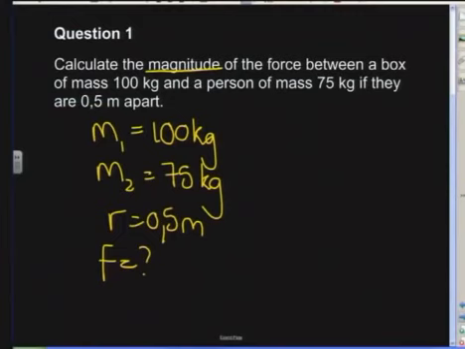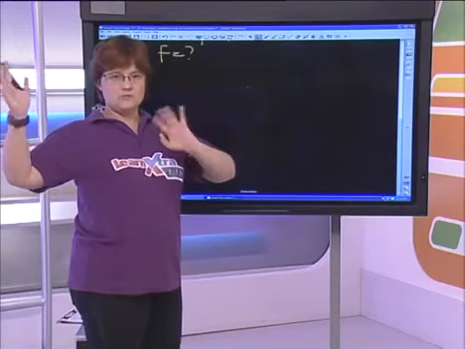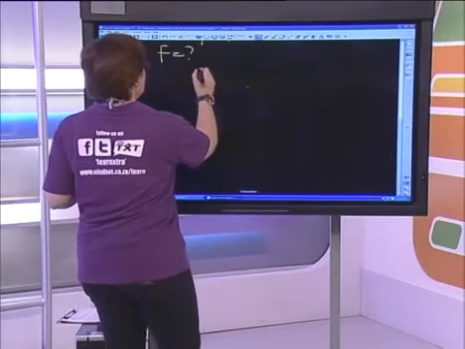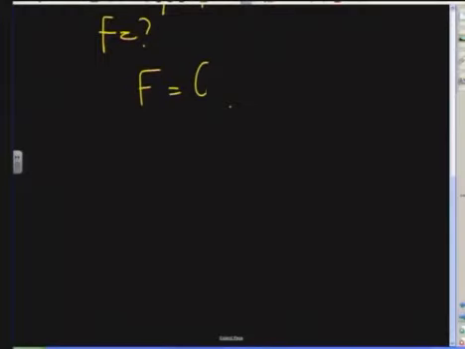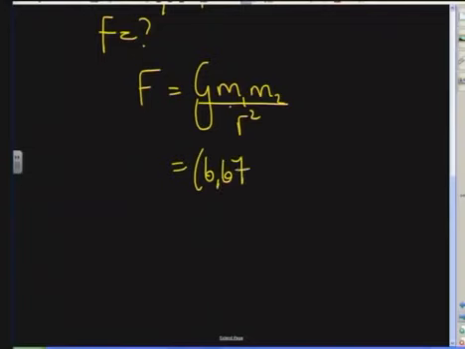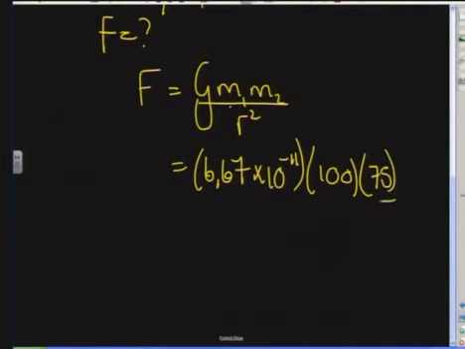So all we need to do is substitute in. Okay, now I'm going to do it underneath. I would do it next to it on a page, but it's just that gravitational constant's so big. So, F, don't forget to put your equation, mass 1, mass 2, over r squared, okay? Gravitational constant, 6.67 times 10 to the minus 11. Mass 1 was 100. Mass 2 was 75. And it was 0.5 meters squared.